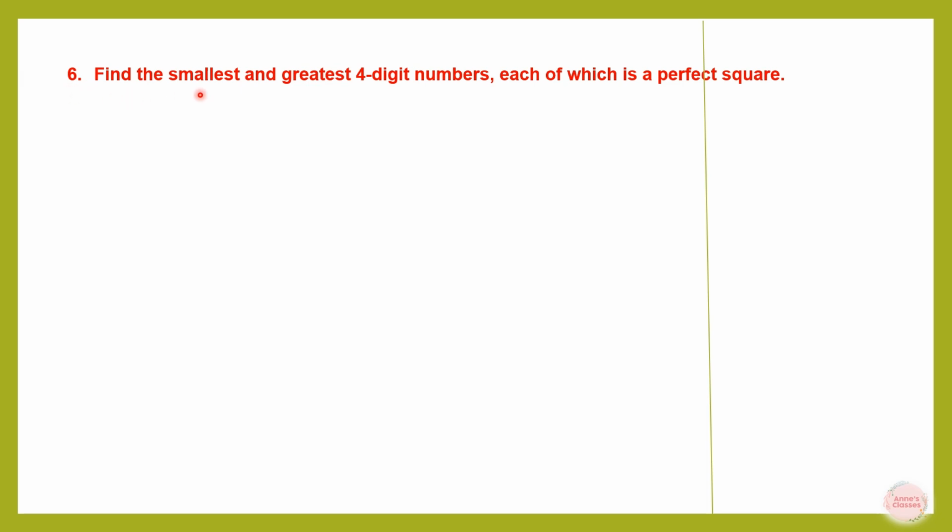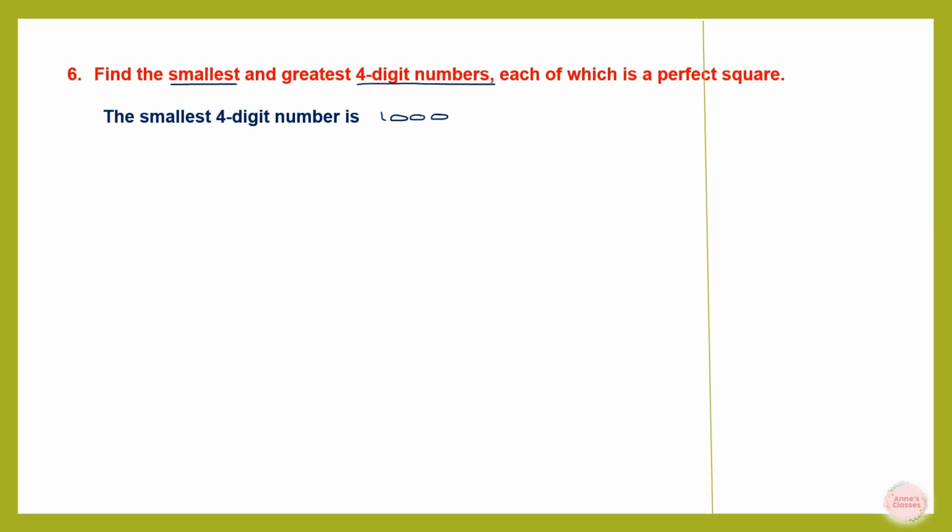Question 6. Find the smallest and the greatest 4-digit numbers, each of which is a perfect square. So the smallest 4-digit number which is a perfect square and the greatest 4-digit number which is a perfect square. So first let's look at the smallest. When we're looking at the smallest 4-digit number which is going to become a perfect square, first let's look at the smallest 4-digit number itself. The smallest 4-digit number, as we know, is 1000.